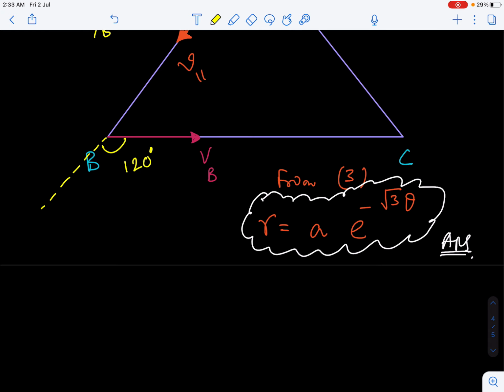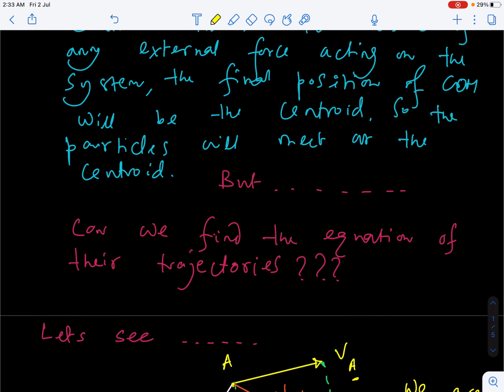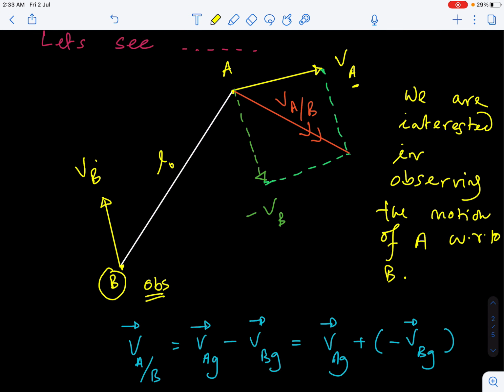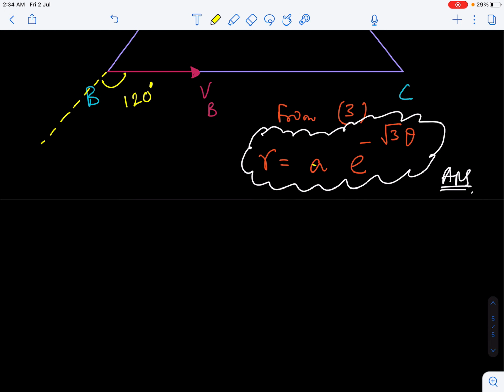It becomes root 3. So I will get R equal to L naught, meaning A, the side that we have taken in the beginning. As you can check here, I have taken that AB equal to BC is equal to CA equal to A. So there L naught is equal to A. So R is equal to A e to the power minus root 3 into theta. This is the equation of trajectory for such kind of motion. Again, it's a new, unique thing.